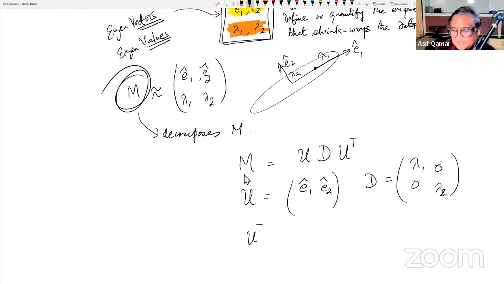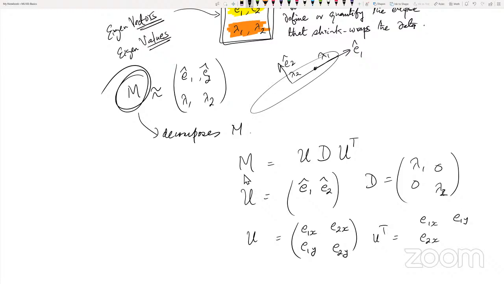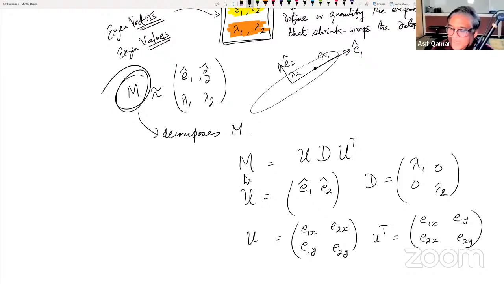And U transpose is just the transpose of this, which means that suppose I write U as E1x, E1y, E2x, E2y, the first vector's x and y components, then the second vector's. Then U transpose would be just changing the rows and columns: E1x, E2x, E1y, E2y. And the remarkable thing is, this result spills out.